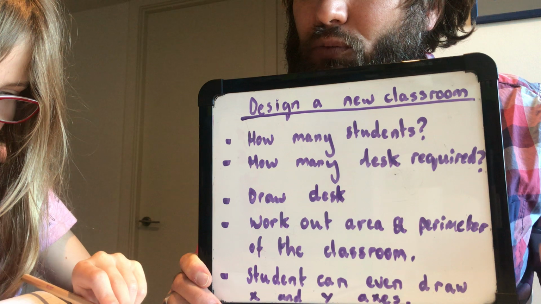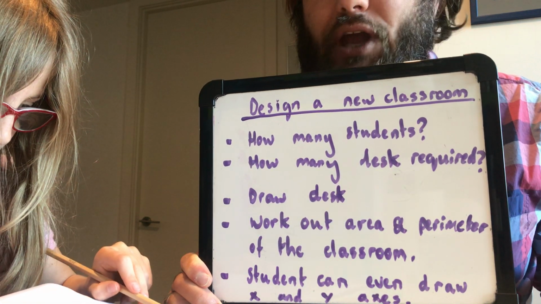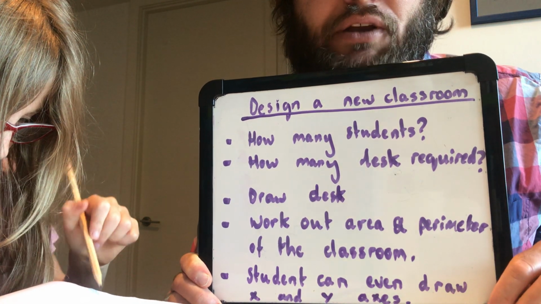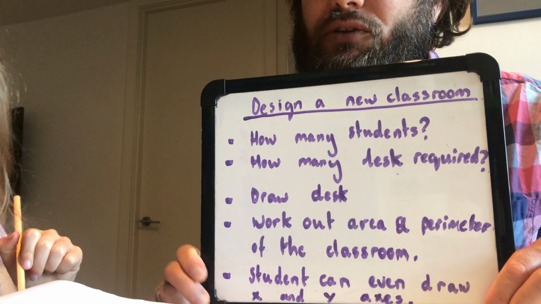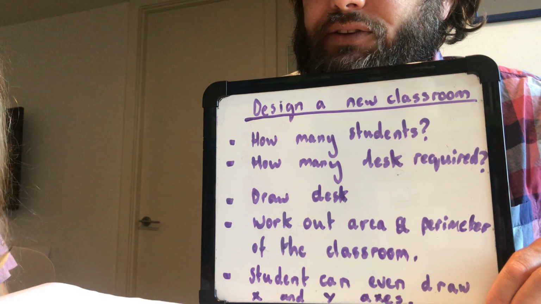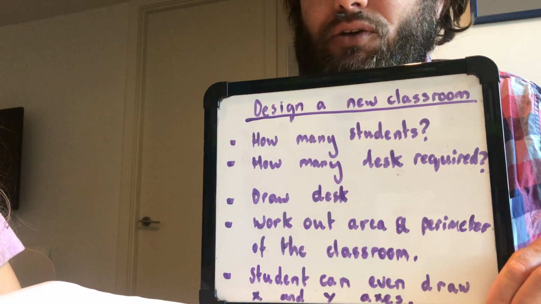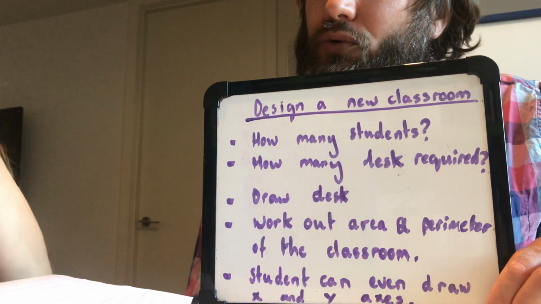So length times width. Get the students to do a little scale in their books. You can also do the X and Y axes, as I said, and get them to put the coordinates in, because then you can ask them to write down the coordinates of each of their desks. They might have certain things in their new classroom that they want, like a library area or a reading area, so you get them to put the coordinates for that down.